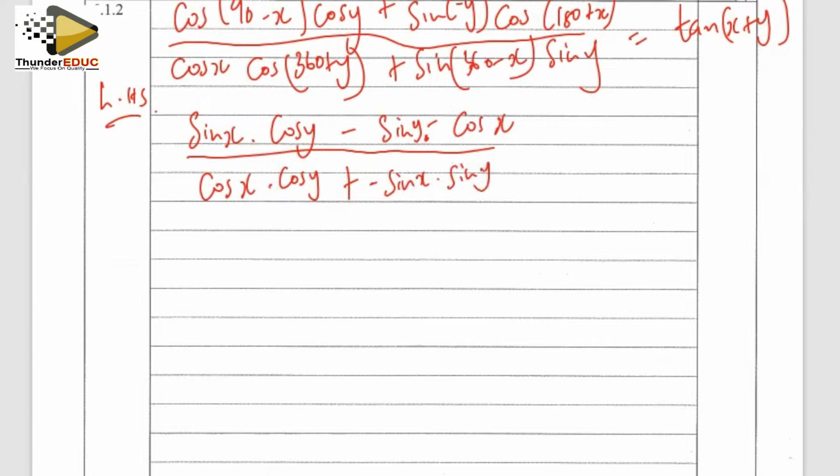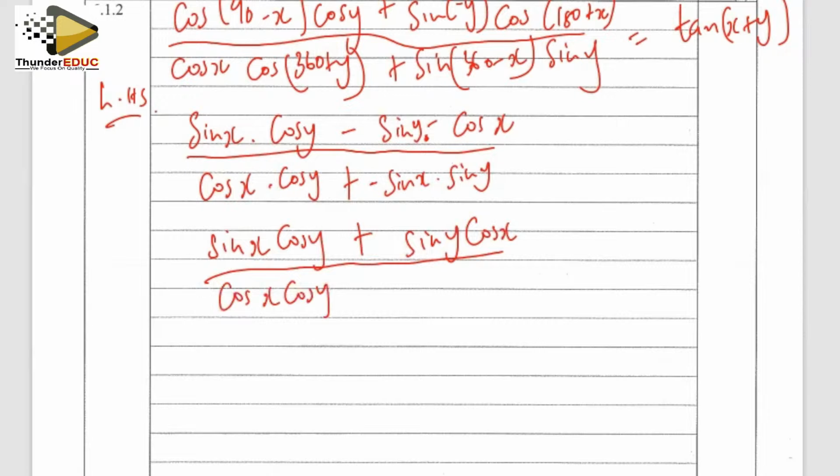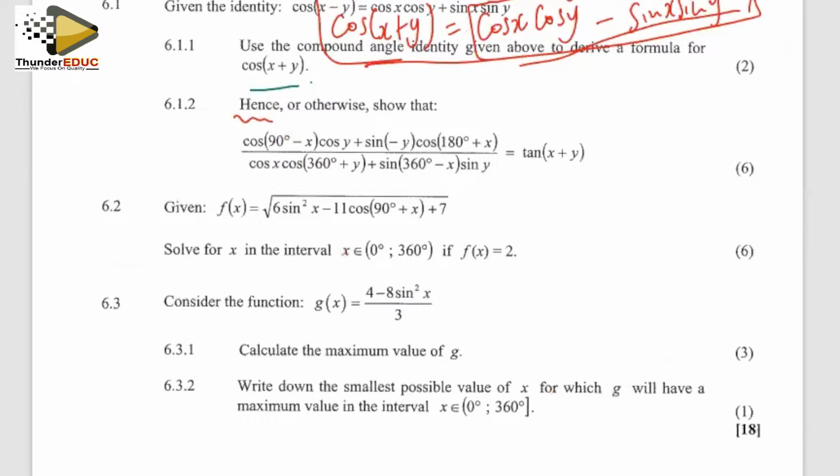All right, let me simplify that. So that's going to be sine x cos y, that and that will have a plus, sine y cos x, over cos x cos y minus. Is that a minus or it's a plus? We say this is a positive. 360 minus, let me just go back and see. 360 plus.